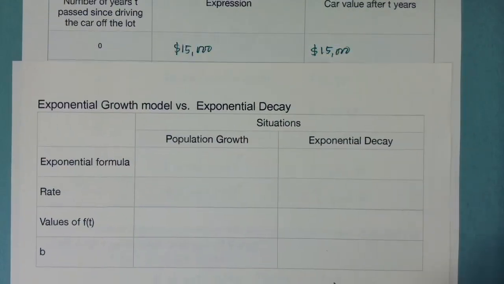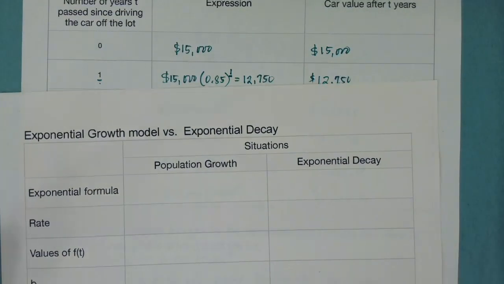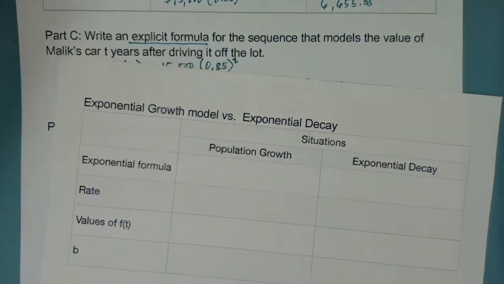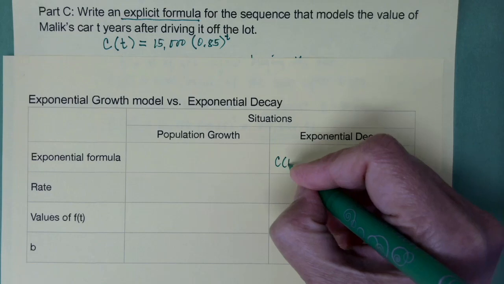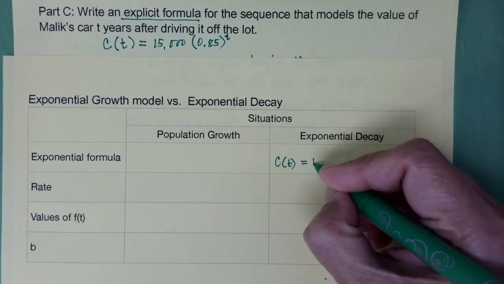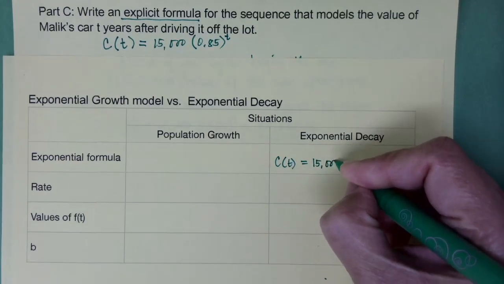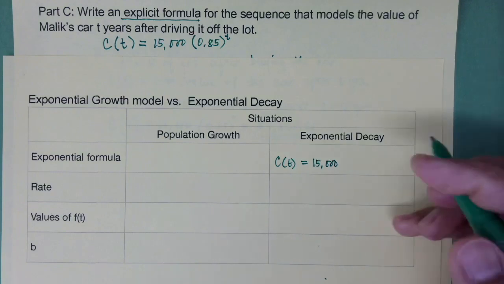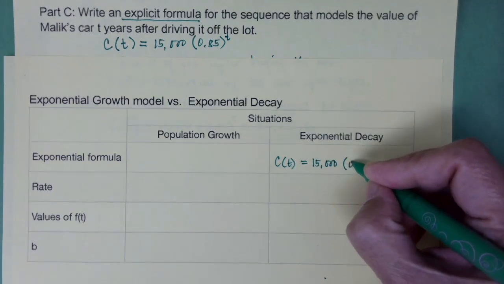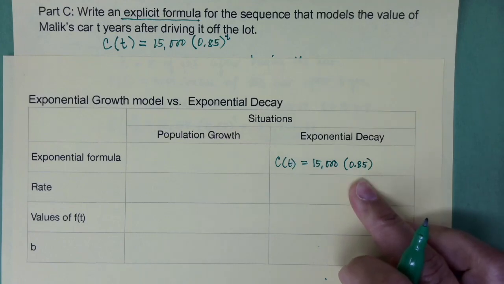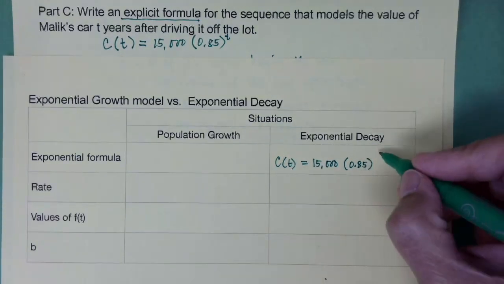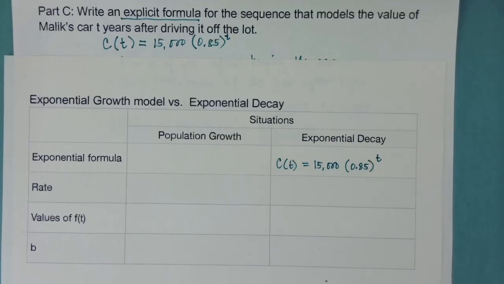Say, for example, the one that we have with Milik's car, wherein the formula that we obtained was, let's say, C of t is equal to 15,000, which was the initial value of the car, multiplied by 0.85, which is now the rate of the remaining value of the car, and that's raised to the power t.